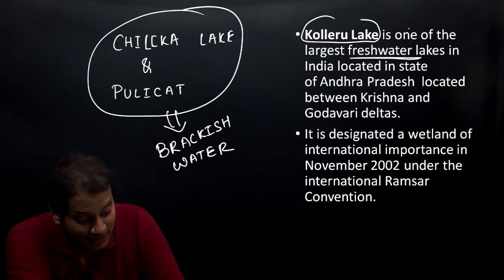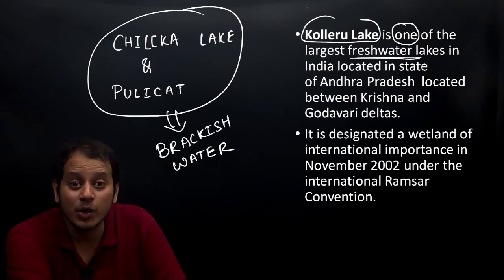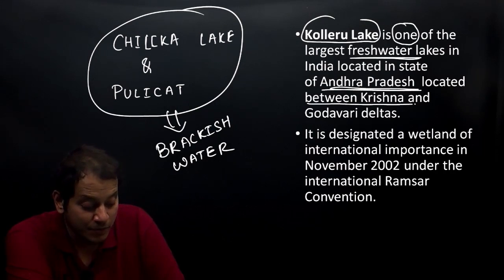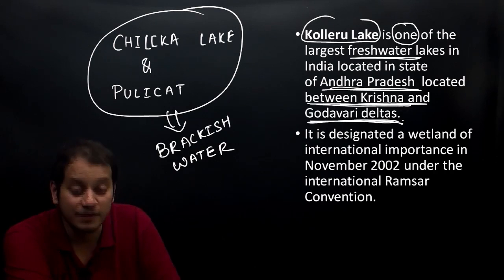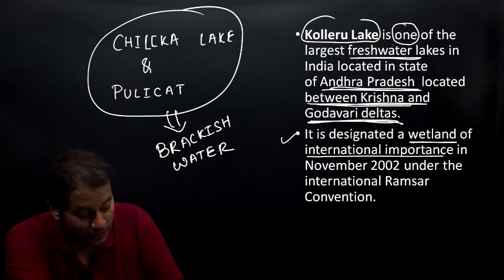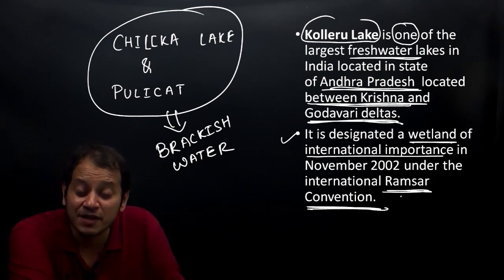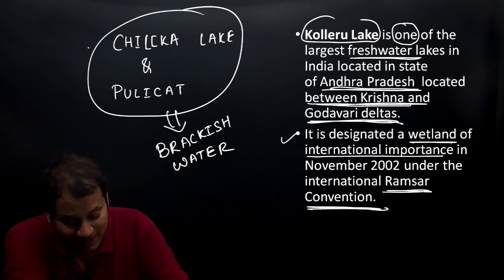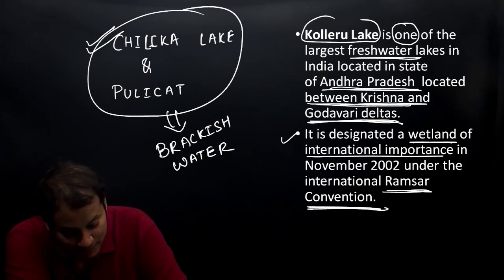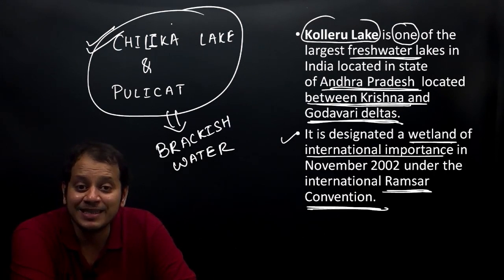Remember, it is not the largest, it is one of the largest. Which is largest? Wait for some lectures. It is located mostly in the state of Andhra Pradesh, between the deltas of Krishna and Godavari. Also remember, it is designated as an international wetland under which convention? Under the Ramsar Convention. But which was the first wetland in India under the Ramsar Convention? It was Chilika Lake.